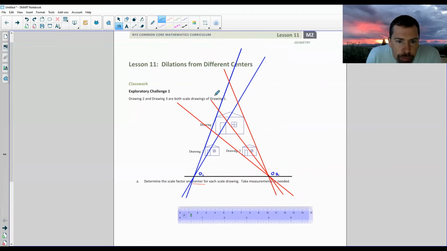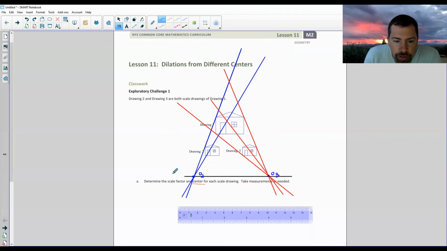So drawing 2 and 3 are both scale drawings of 1. Determine the scale factor and center for each scale drawing. So here's the center for drawing 2. So let's call that O2, I guess. And this is drawing 3, so this is the center for drawing 3, so O3. All right, that makes more sense. Okay, so right there. They're off a little bit, but it could be because of my angle not being exact going through these points. Probably that window one. Anyhow, these are on the same line.